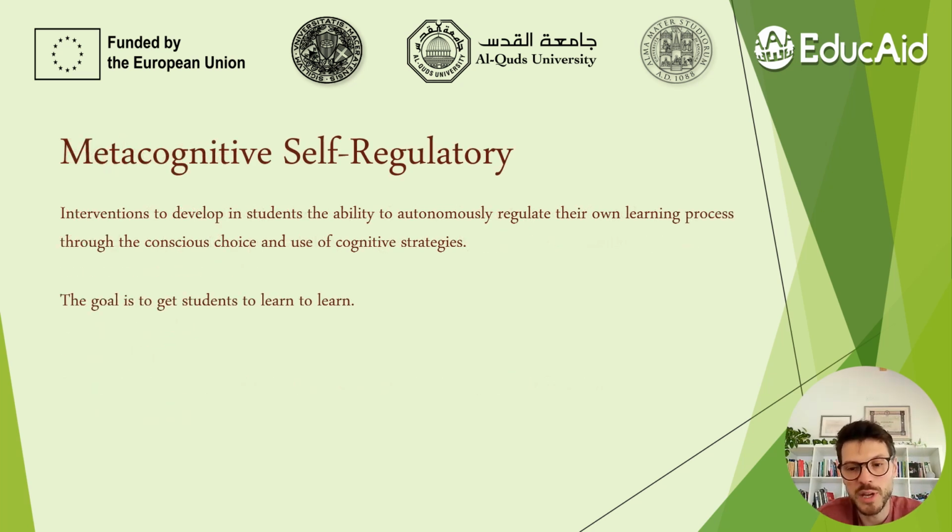So we reached the top of the mountain, and this is the last learning architecture. It is the metacognitive self-regulatory architecture. So in this case, intervention to develop in students the ability to autonomously regulate their own learning process through the conscious choice and use of cognitive strategies. The goal here is to get the students to learn. And as you can imagine, it is a very ambitious and difficult and challenging objective.